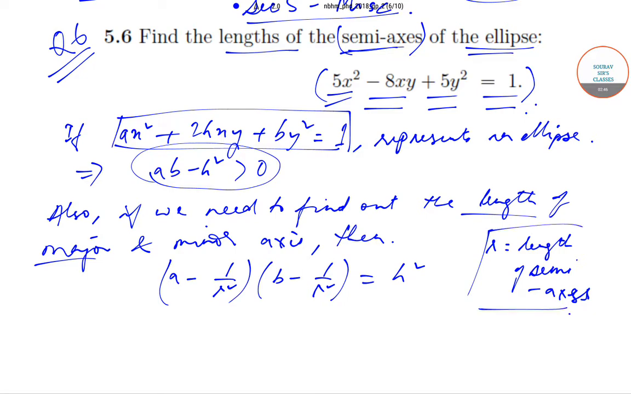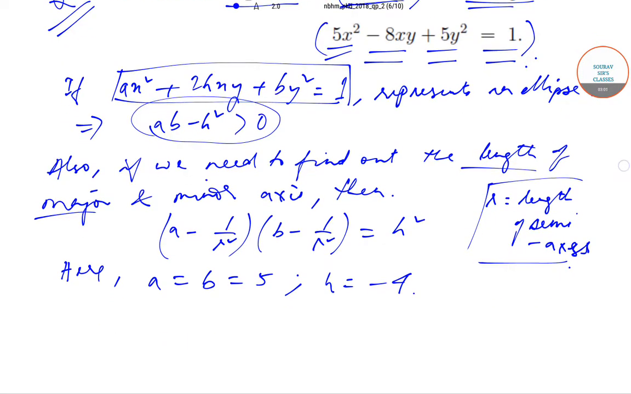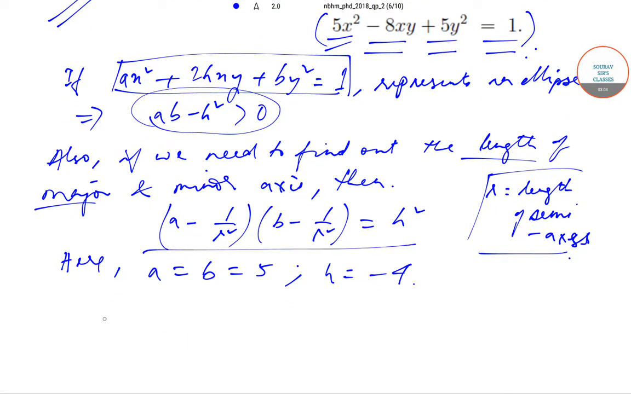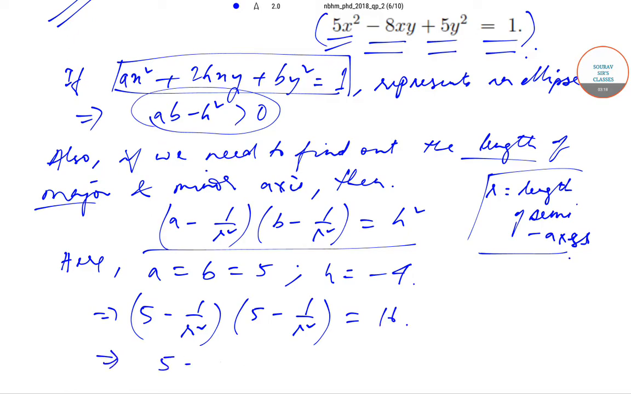So now in this equation we have been given that 5x square minus 8xy plus 5y square is equal to 1 here. So therefore here a equal to b is equal to 5 and h is equal to minus 4. So upon replacing these values in this very equation that we know, this will give us 5 minus 1 by r square into 5 minus 1 by r square is equal to h square, that is minus 4 whole square, that will be equal to 16. So we can write down as 5 minus 1 by r square whole square minus 4 whole square, and that is equal to 0.